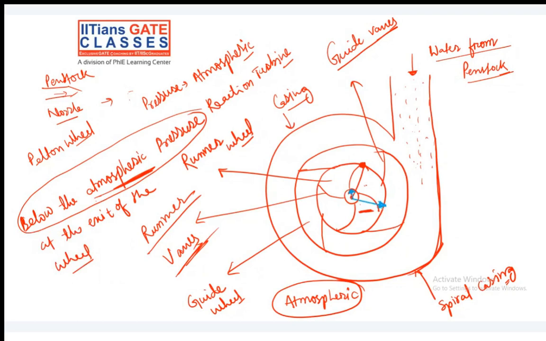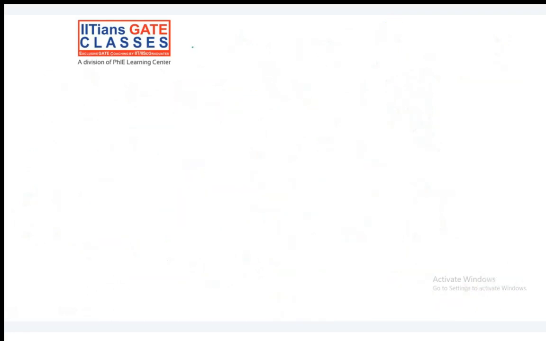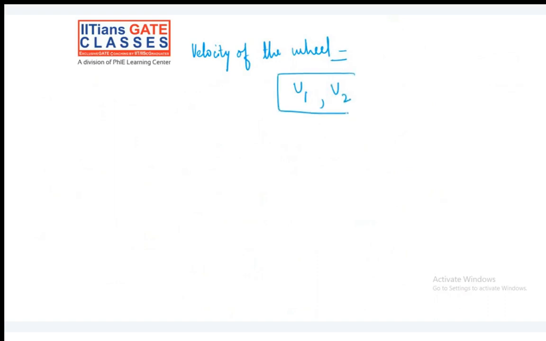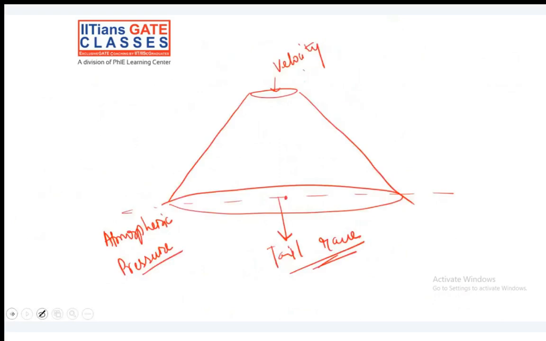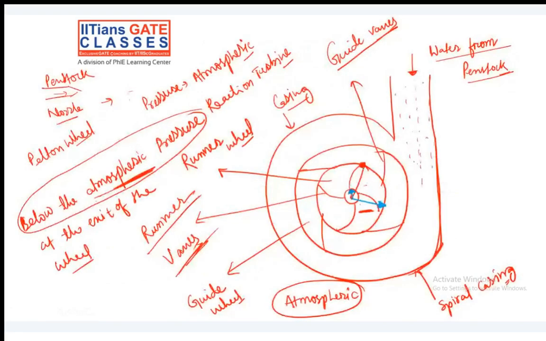So due to these diameters, the velocity of the wheel will be different. That means u1 and u2, these two will be separate. Yes or no? Why? Because I can see that water is entering at a certain diameter and exiting at another diameter. So the d1 and d2 values are different.